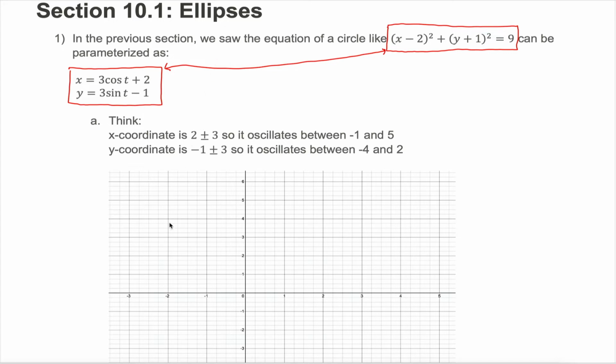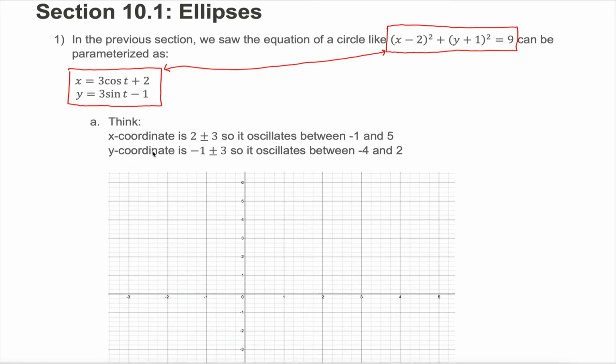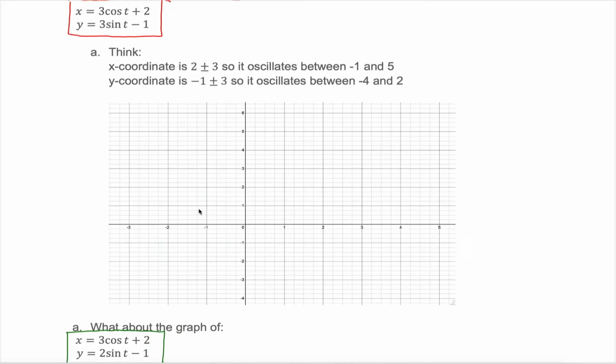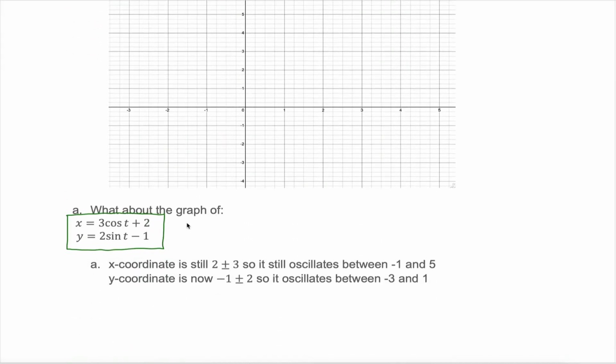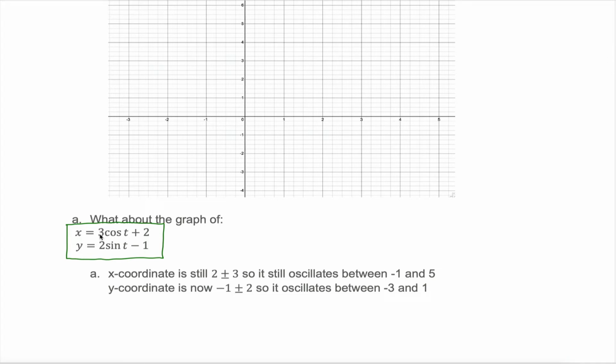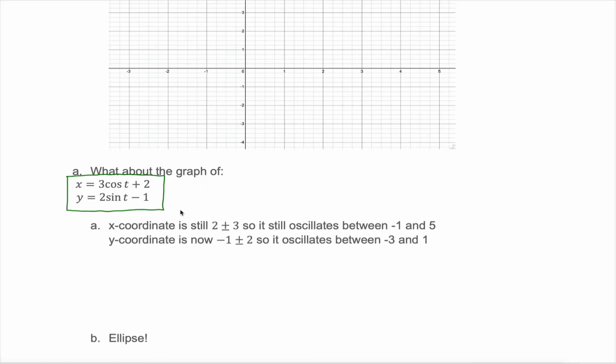Well, in this section, we're not dealing with circles, so we won't be dealing with this set of parametric equations. What our parametric equations instead will look like are these down here. And at first glance, they look like they're identical, but if you look really carefully, you might notice that while the x and y coordinates are still centered at 2 and negative 1 respectively, and the x-coordinate still gets 3 higher or lower than that 2, the y-coordinate only gets 2 higher or lower than this negative 1. So when I'm thinking about the graph, the x-coordinate is still going to be 2 plus or minus 3, but the y-coordinate is now going to be negative 1 plus or minus only 2.